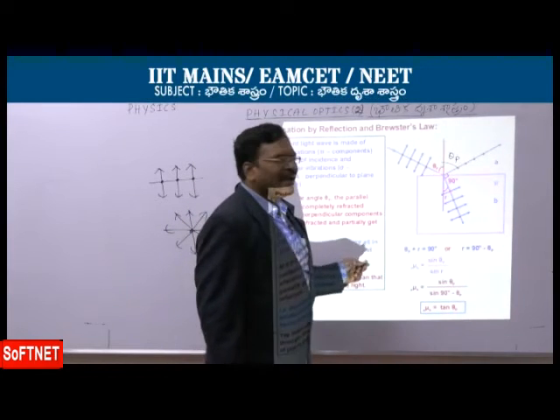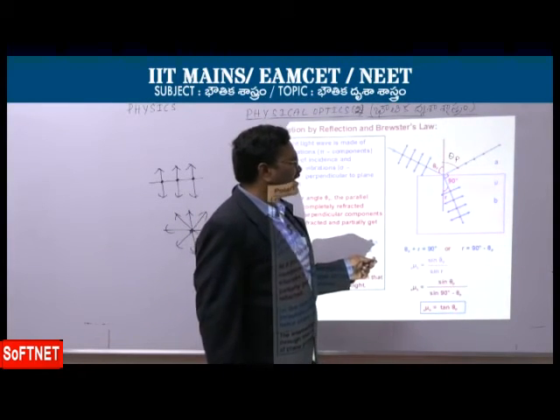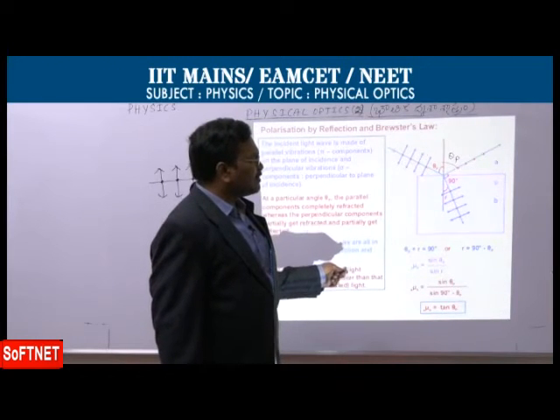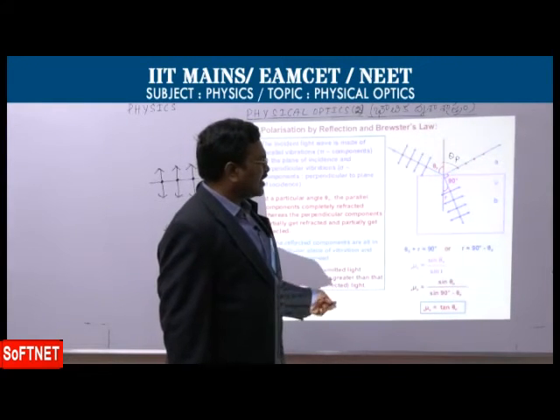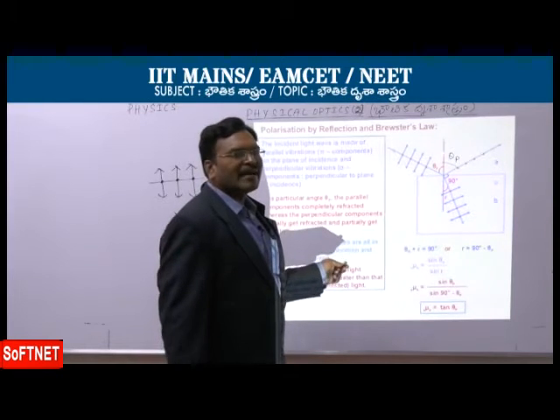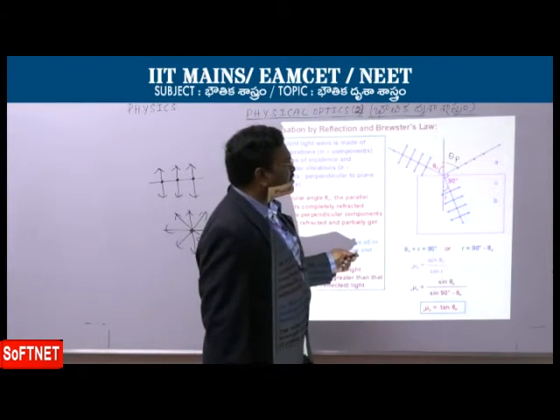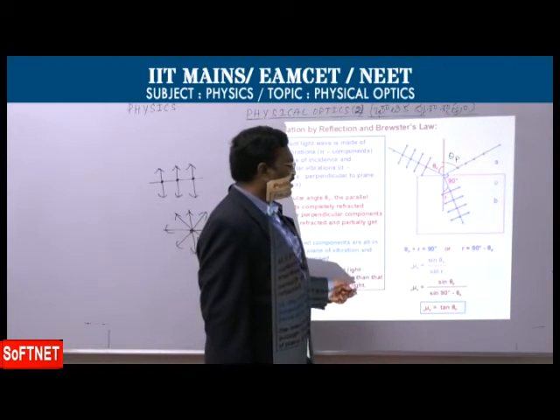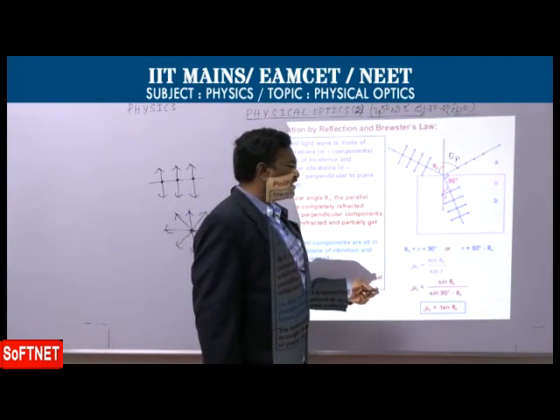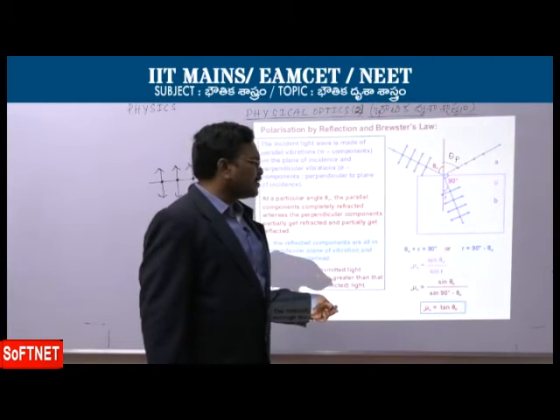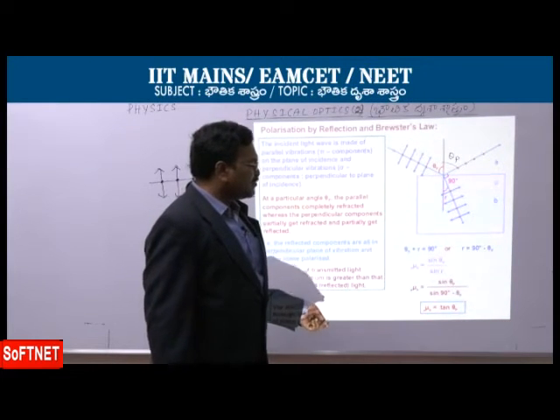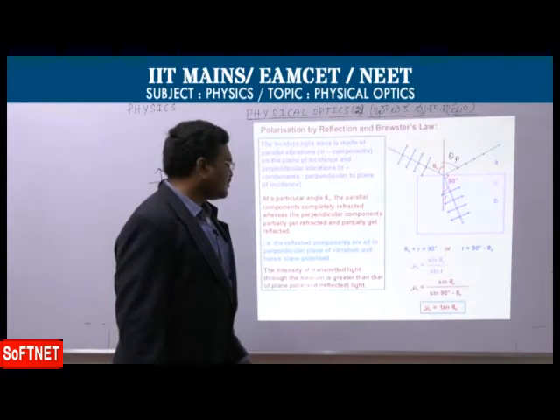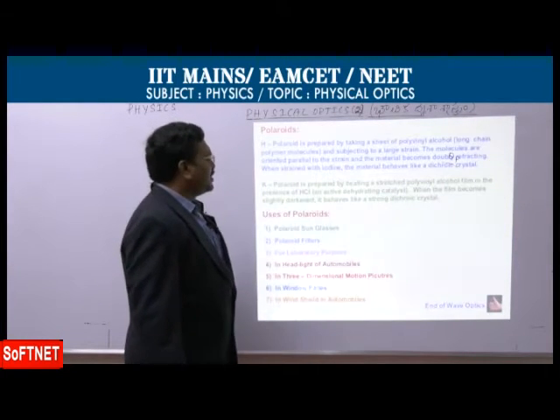You must remember that at the polarizing angle, the reflected and refracted rays are perpendicular, 90 degrees. So theta p plus 90 plus r is equal to what? 180 degrees. How is this theta p? According to the laws of reflection, the angle of incidence is equal to what? The angle of reflection. Now the angle of reflection is also theta p. From this, theta p plus r is equal to 90 degrees. By Snell's law, mu is equal to sin i by sin r. So mu is equal to what? Tan theta p. So this is called Brewster's law.